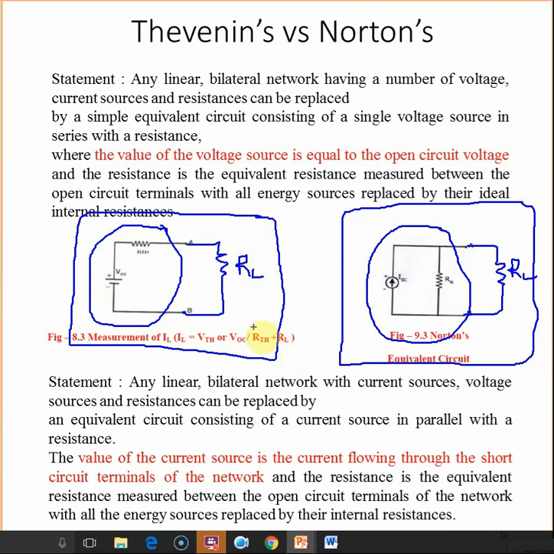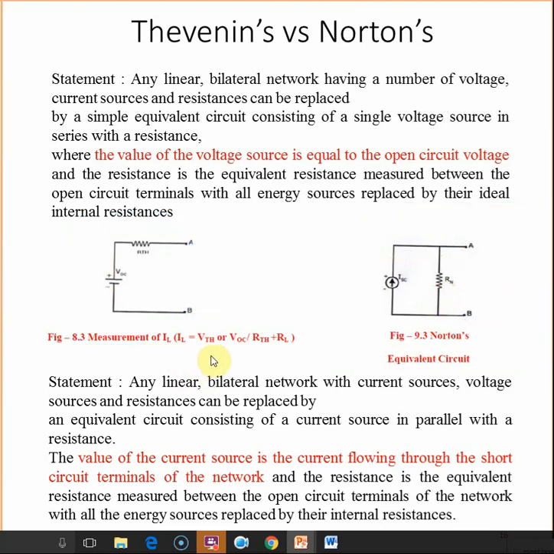Then what do you want to find out? This is the load current, the flow of current you need to find out. That is IL. You need to find out the load current. So this is your main objective. That's all about step number 3. I will repeat it: step number 3 of Thevenin's theorem as well as Norton's theorem.